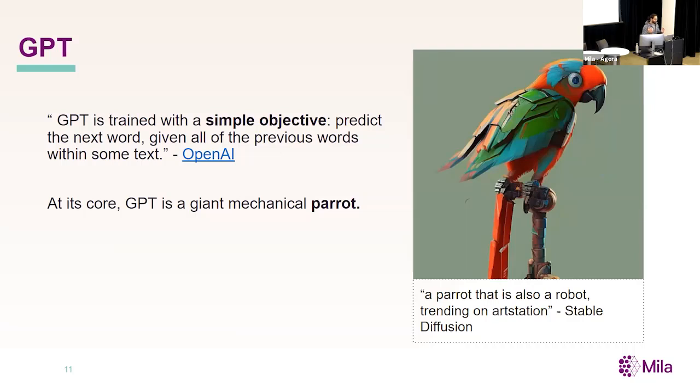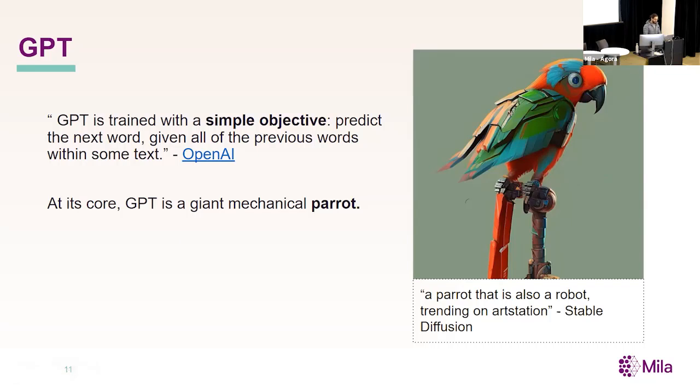If we go back to OpenAI, some of the previous articles that they've posted on the topic, I just copy-pasted from one of their publications. They say GPT is trained with a very simple objective: predict the next word given all the previous words within some text. And so for all intents and purposes, you can really think of GPT as some giant mechanical parrot. And this is not really far from the reality.